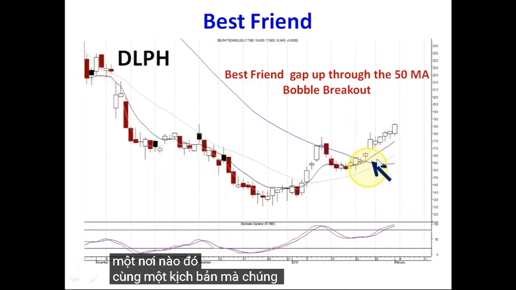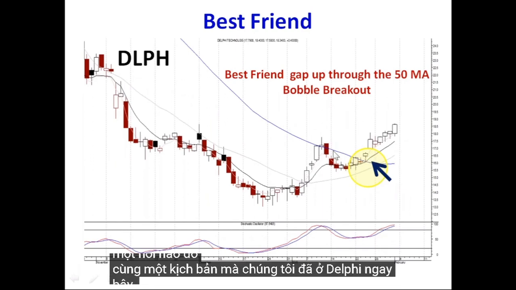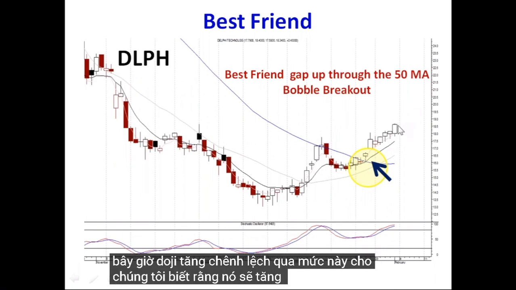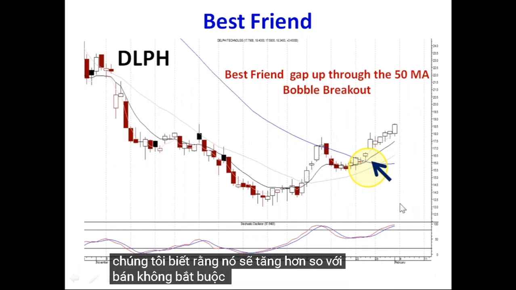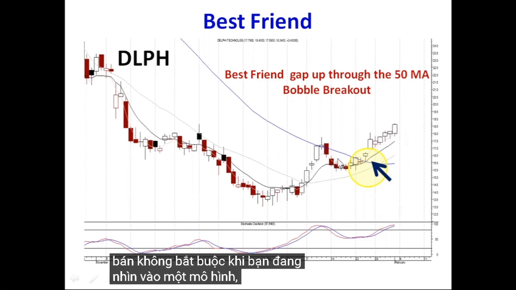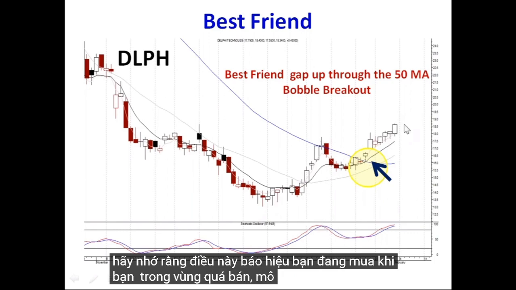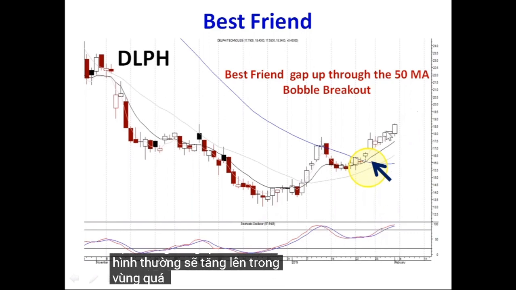Same scenario. We were in Delphi right now. Doji gap up through this level tells us there's going to be more upside. Oversold is not required when you're looking at a pattern. Remember, the signals you're buying when you're in the oversold area. The pattern is usually going to be up in the overbought area when it breaks out.